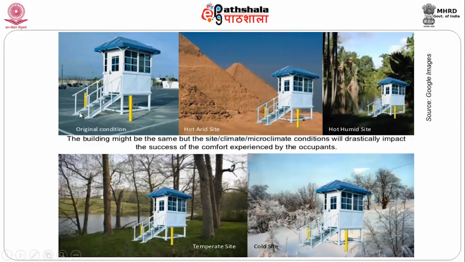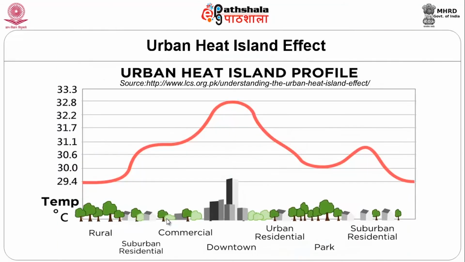If you look at the original condition, this is how the building is. But if you move it to a hot and arid site, a hot and humid site, or a cold and temperate site, how out of place do these buildings look? When we put these buildings in these images, we are able to sense that they are out of place. But when we are talking about an urban scale, we forget that we are very close to these temperature zones, and we do not incorporate these qualities of climate and temperature into our design.